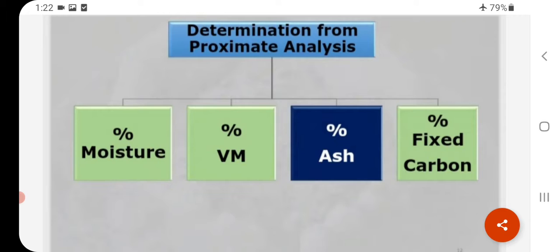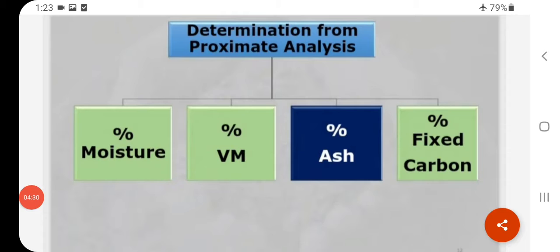In proximate analysis, the percentage of moisture is equal to loss in weight divided by weight of coal sample into 100. In volatile matter percentage, loss in weight due to moisture into 100 divided by weight of coal sample. Weight percentage of ash is equal to weight of ash divided by weight of coal sample into 100. And fixed carbon percentage is equal to 100 minus moisture percentage plus volatile matter percentage plus ash percentage.